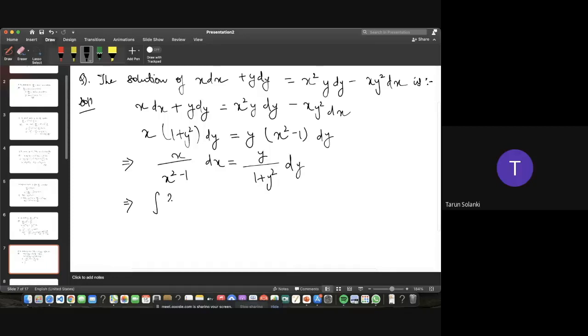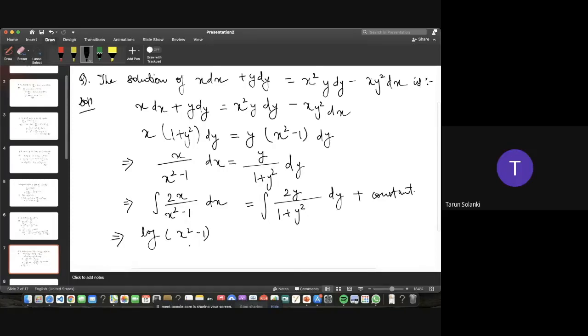So integrating 2x by (x square minus 1) dx is equal to integration of 2y by (1 plus y square) dy plus constant. So finally it becomes log of (x square minus 1), which is log of (1 plus y square) plus log c.